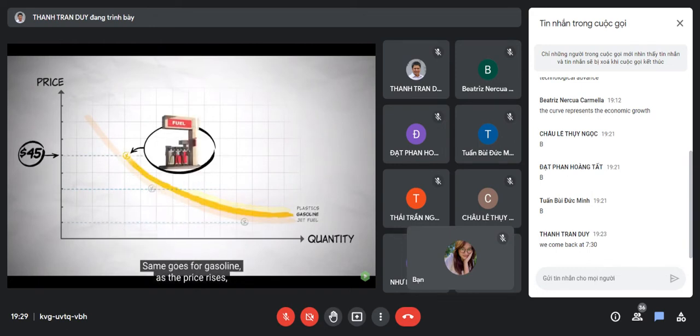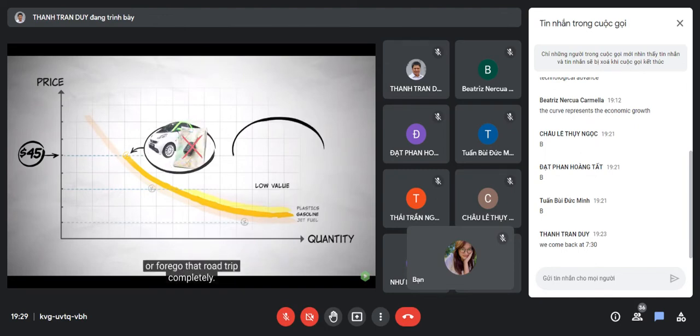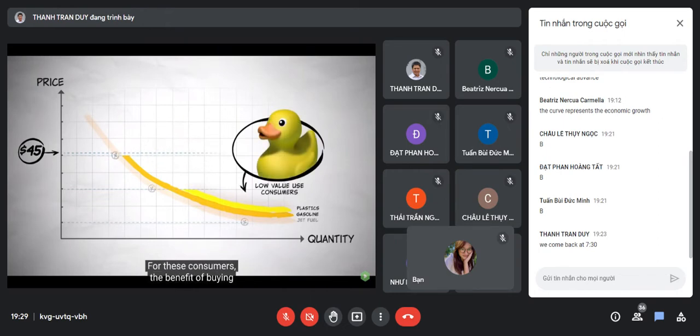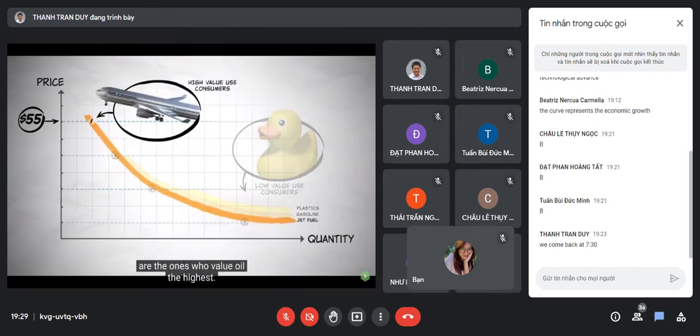Same goes for gasoline. As the price rises, people will economize. They will buy more fuel-efficient cars or forego that road trip completely. For these consumers, the benefit of buying these products is too little to justify the cost. At these high prices, the demanders that are left are the ones who value oil the highest. For them, the benefit of, say, having planes that fly outweighs the increased cost.